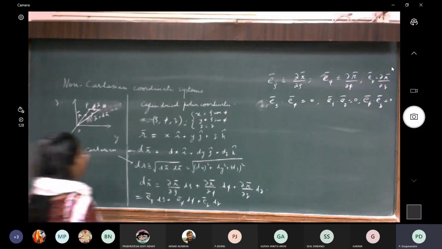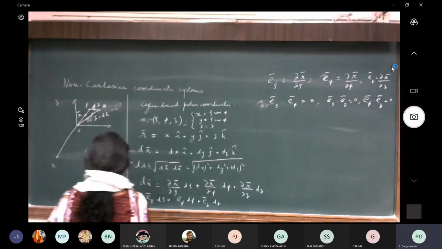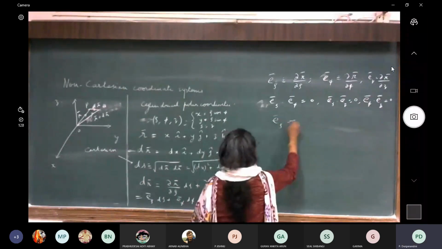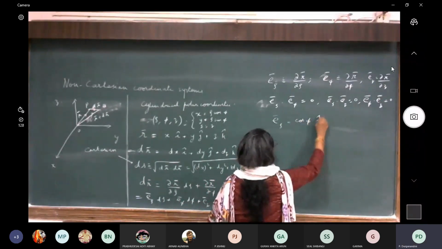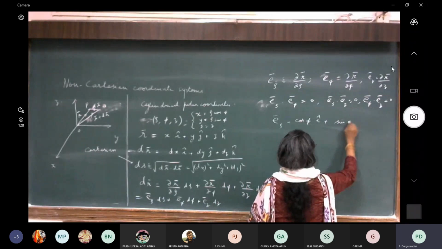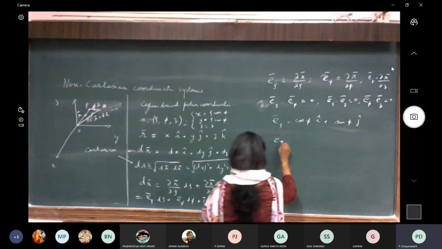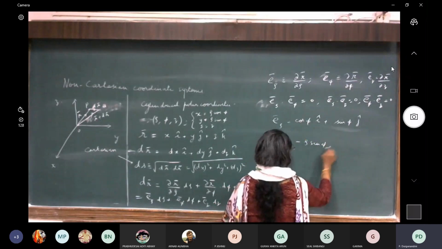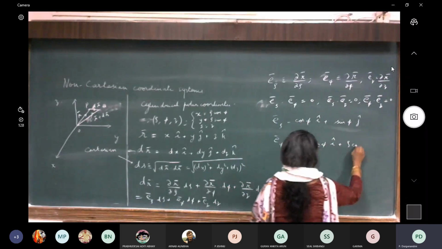Maybe I'll just write it down because it's better. E rho is cos phi times i cap plus sin phi times j cap. E phi will be equal to minus rho times sin phi j cap plus rho times cos phi.